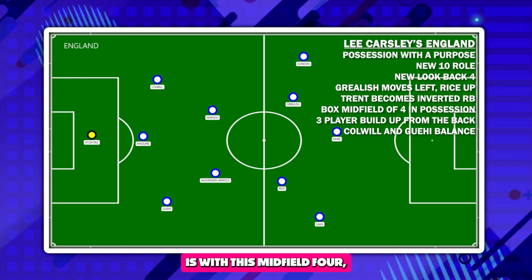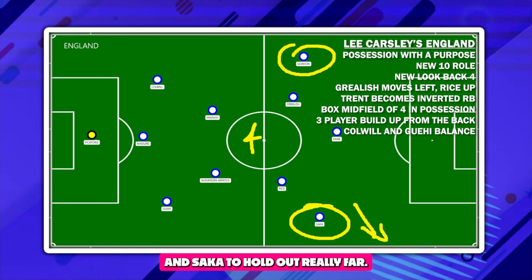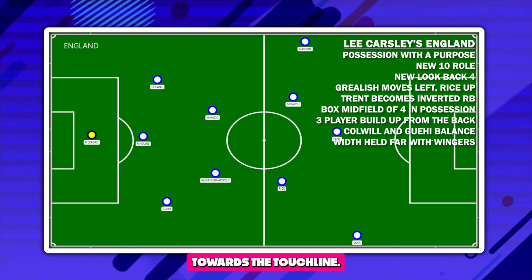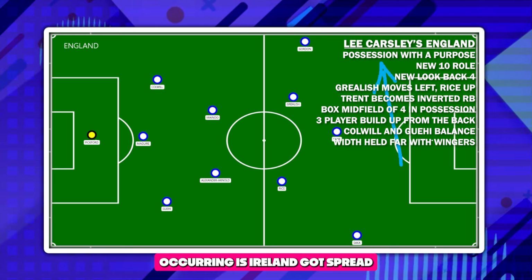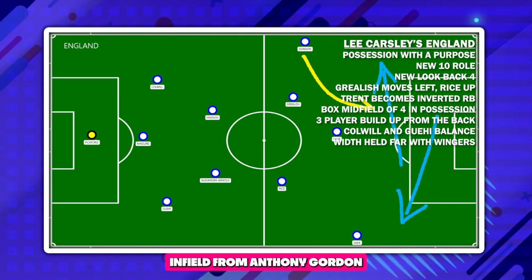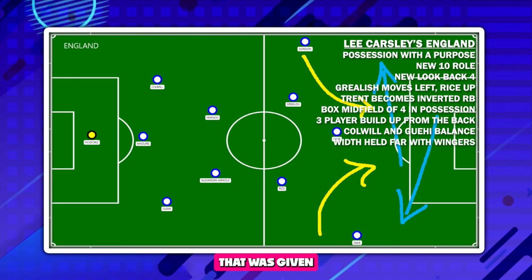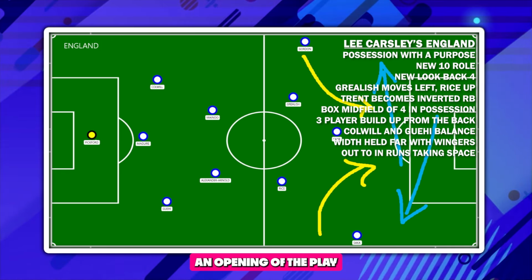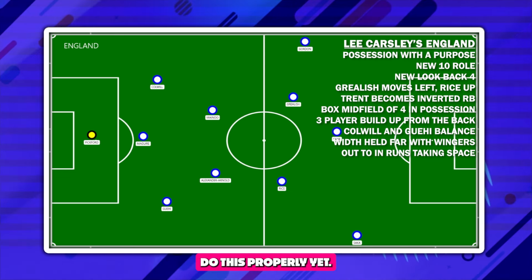What you've also got is with this midfield four, you've got the opportunity for Anthony Gordon and Bukayo Saka to hold out really far. And what this does is it pushes them out wide towards the touchline. Now, when this happens, Ireland got spread really far, and when Ireland got spread, it allowed for the runs infield from Anthony Gordon and Bukayo Saka to really take advantage of the space that was given through the opening of the channels and opening of the play that England created. It's really good, really well done, and we haven't seen an England side do this properly yet.